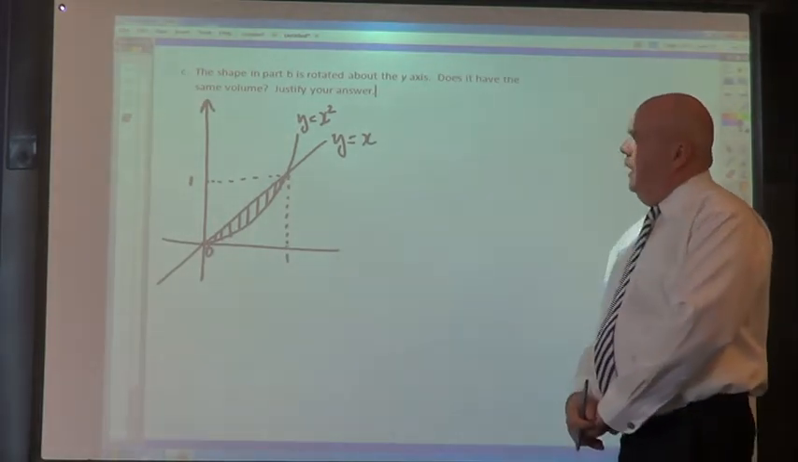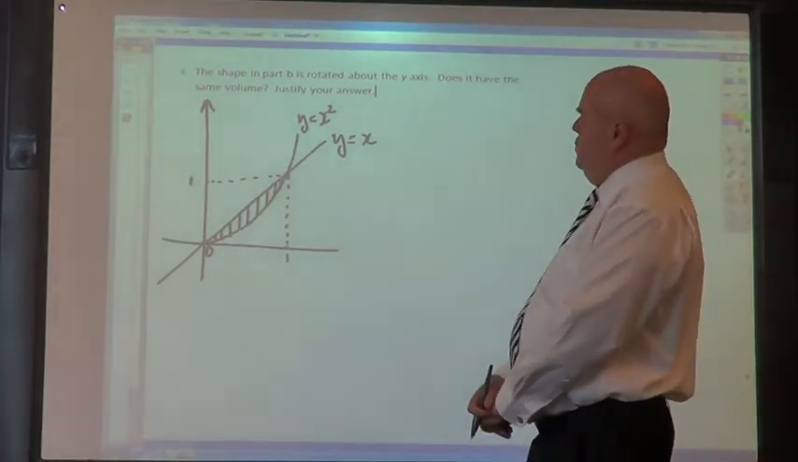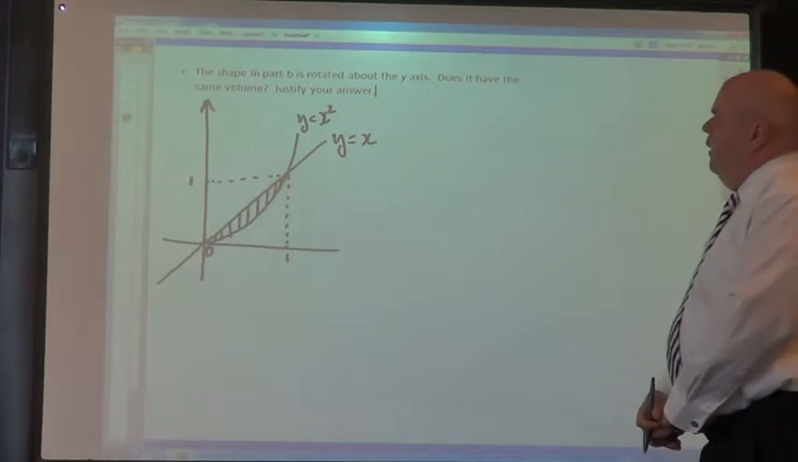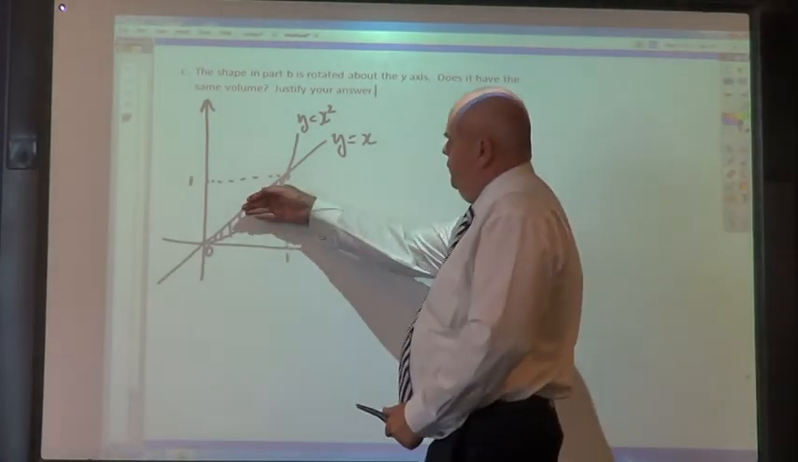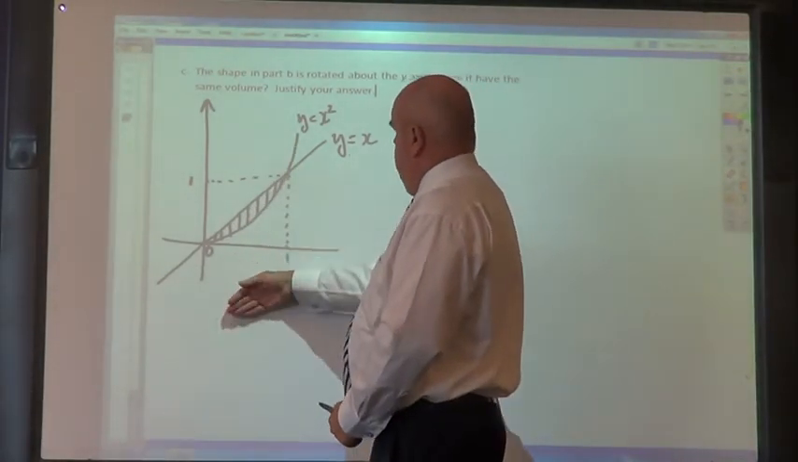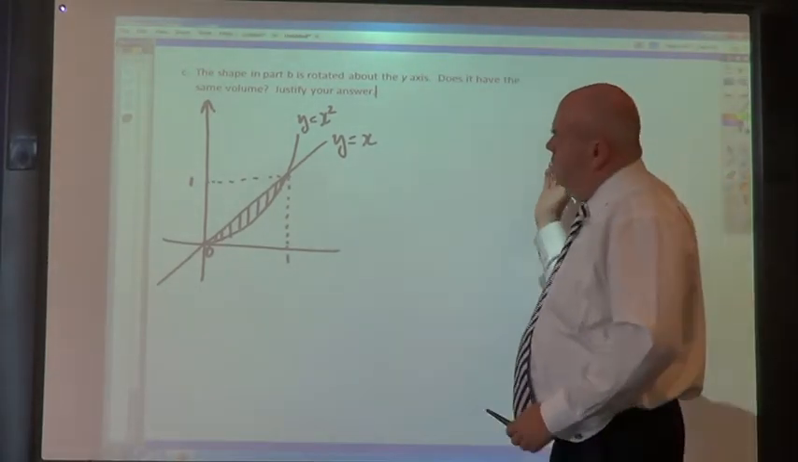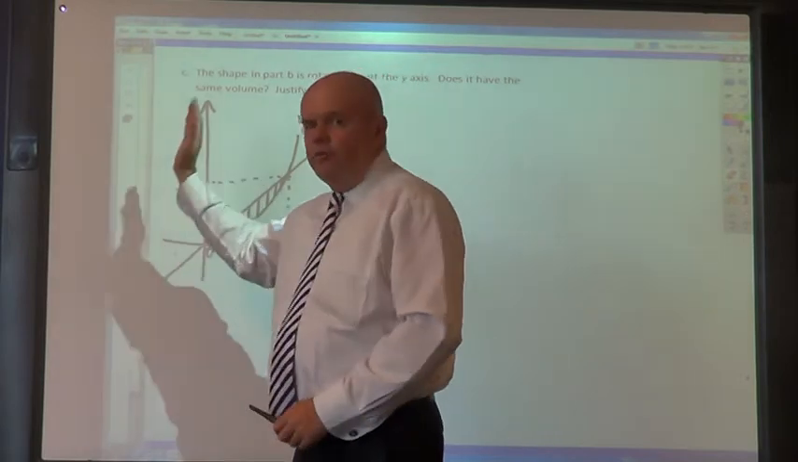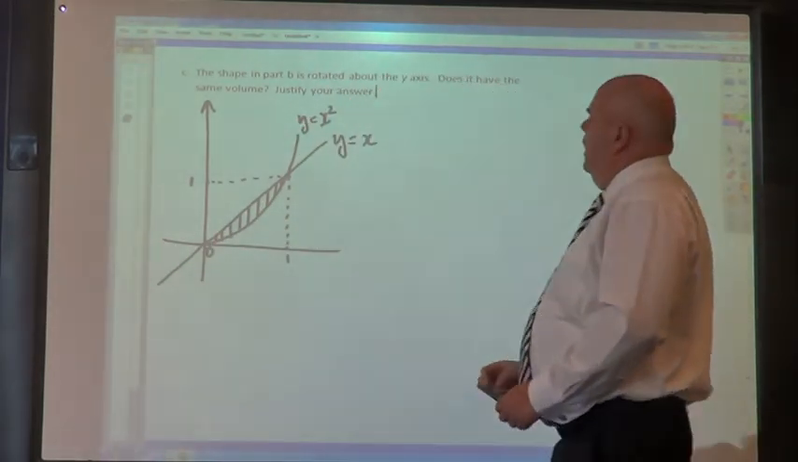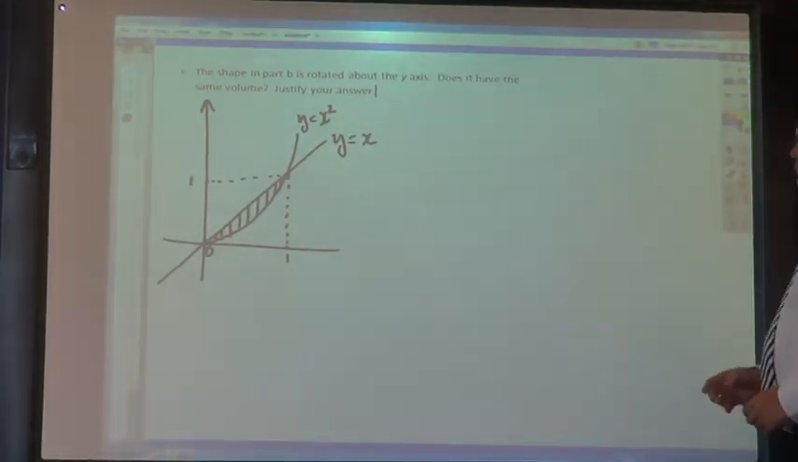Here we are doing our last problem for our practice test. Now, what we've done before is rotate this shape about the x-axis. Our question here is, if we rotate it around the y-axis, do we end up with the same volume? And justify our answer. So we've just got to do it.